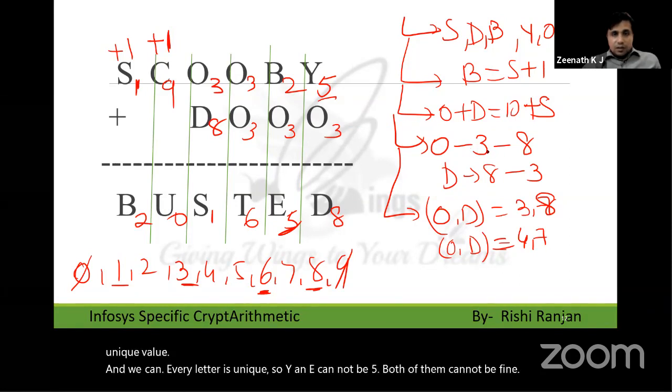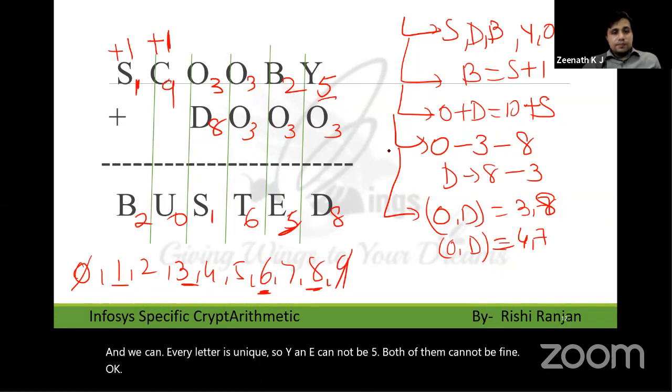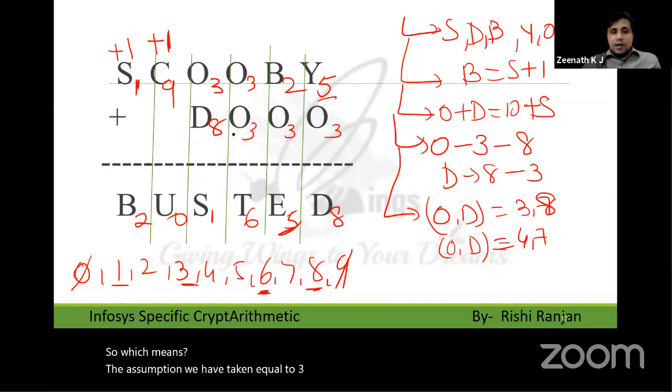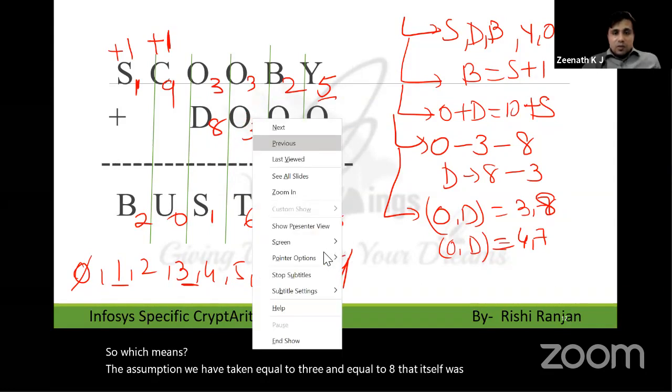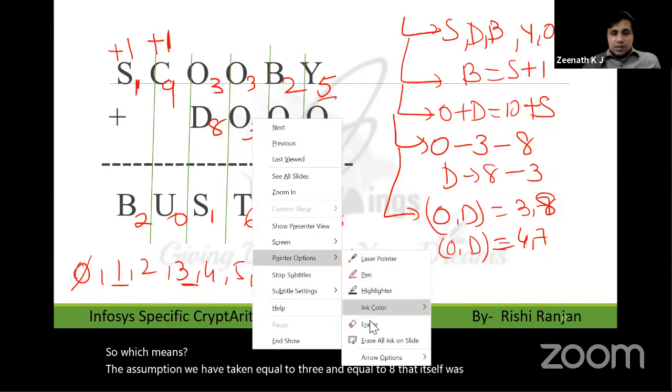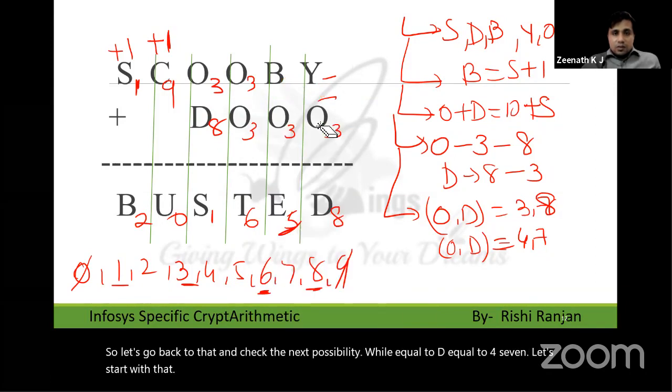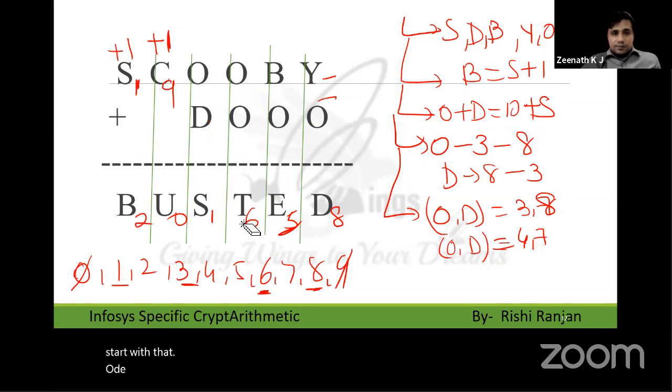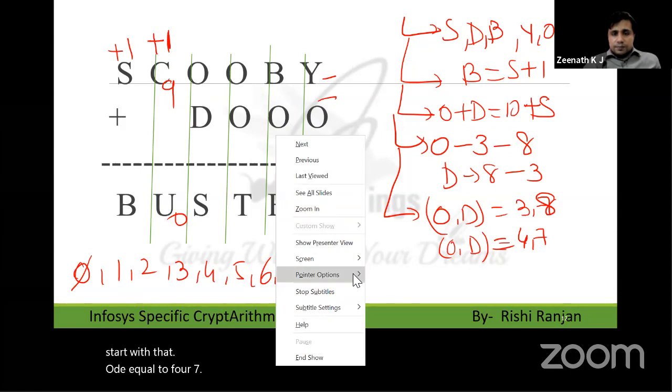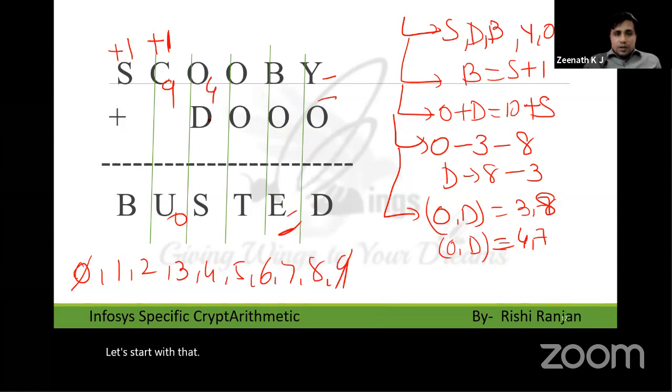Okay. So, which means the assumption we have taken, O equal to 3 and D equal to 8, itself was wrong. We have to go back to that. So, let's go back and check the next possibility. OD equal to 4, 7. Let's start with that. Okay. O is 4, D is 7.